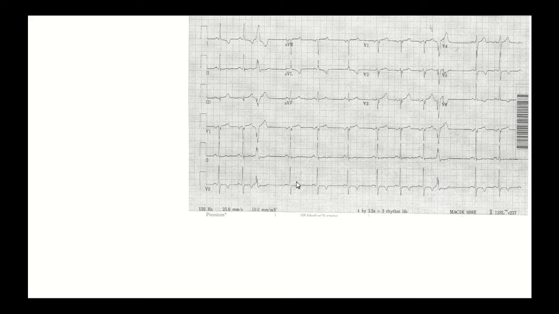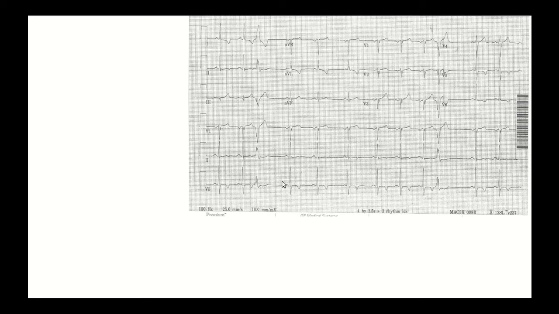So those PVCs are going to make it difficult to accurately assess the rate based on the big box method, although it's not that far off. So if we were to count with big boxes, let's see, here's one, 300, 150, 175, so in the 70s. And then if we count and multiply, 1, 2, 3, 4, 5, 6, 7, 8, 9, 10, 11, 12 times 6 is 72. So it actually doesn't alter things all that much. So the rate is somewhere in the 70s.